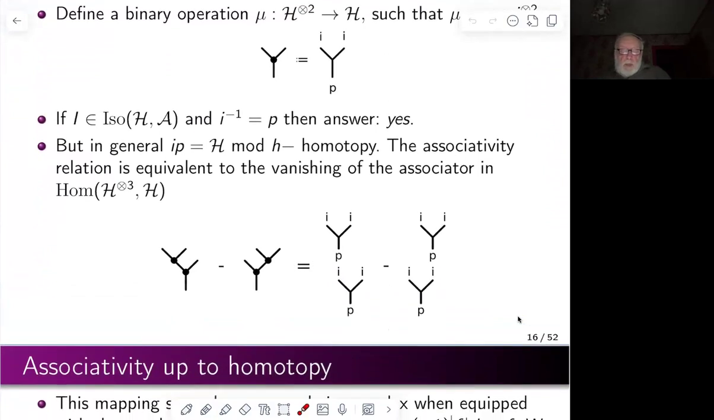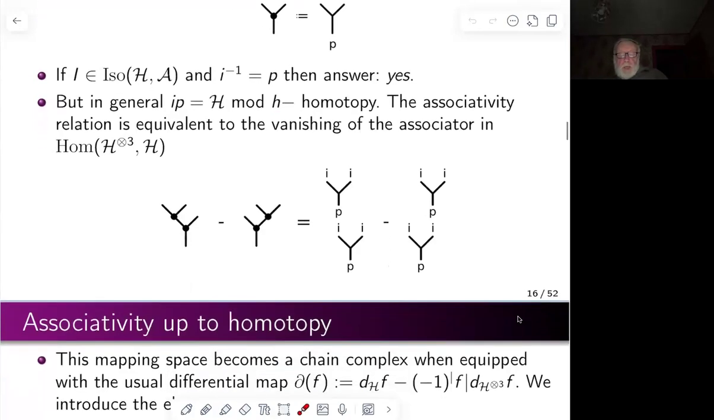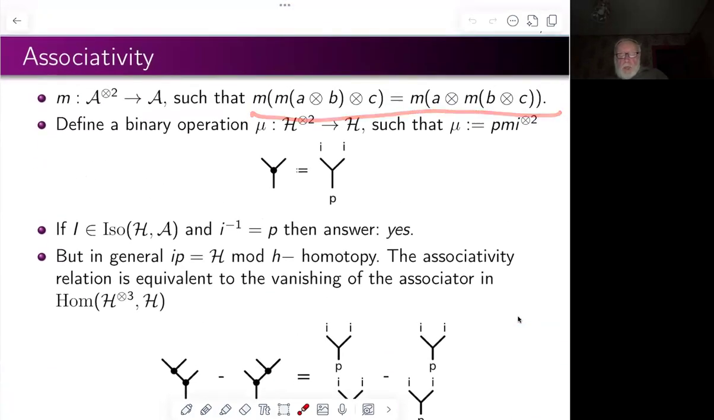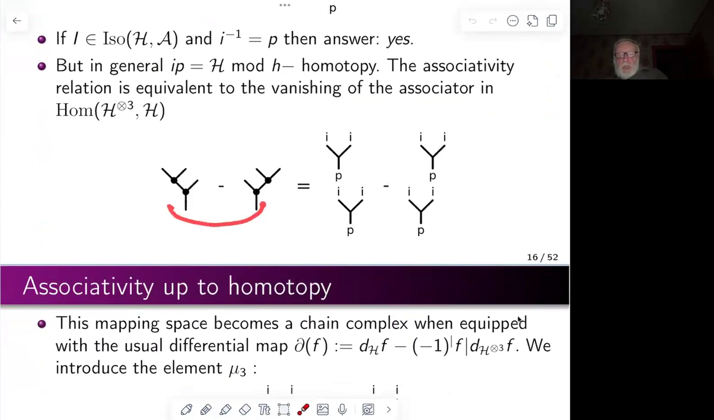But in general, if IP equals 1 only modulo homotopy, it means that we have some obstruction. This obstruction is called the associator. So if you have this condition diagrammatically, then this condition in terms of homotopy data I and P can be interpreted as an element in Hom of H tensor degree 3 to H.